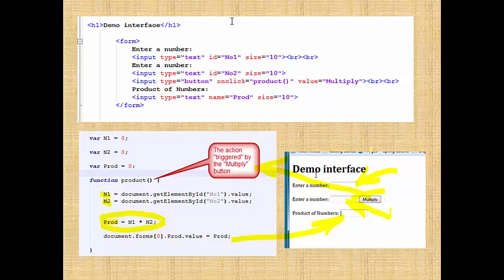Now, why does that happen? Let's go up and look at our HTML code and we'll see why. Here you'll see an attribute that's called onClick. That means when we click the button, we're going to execute the function. In this case, the name of the function is product.